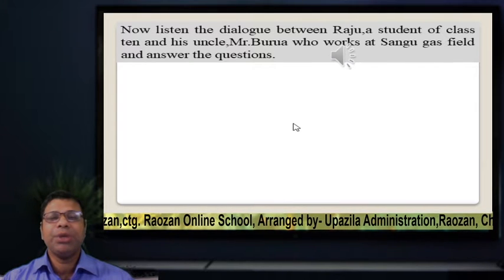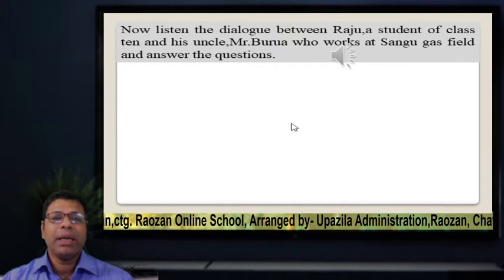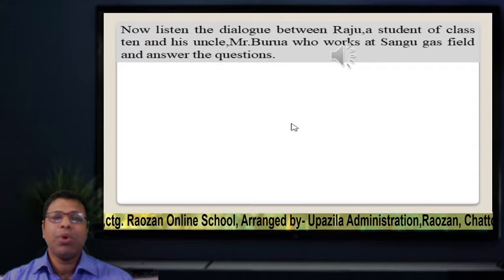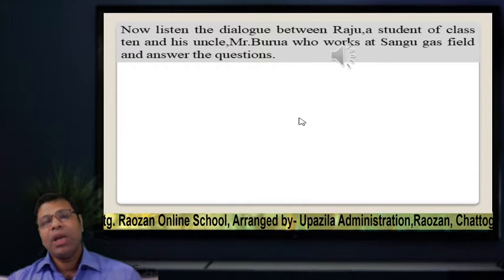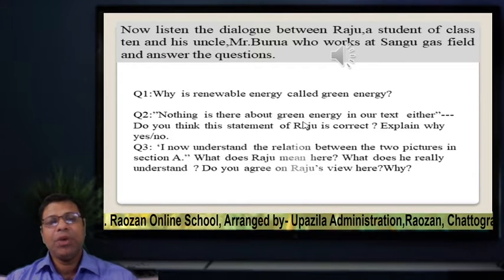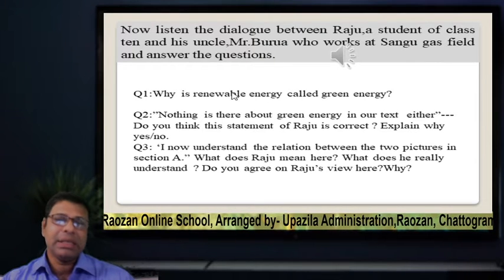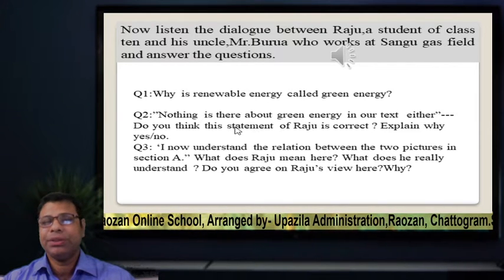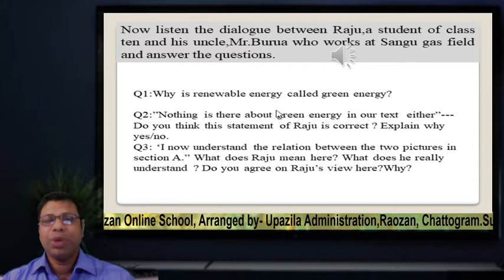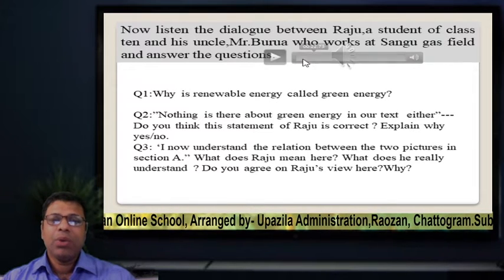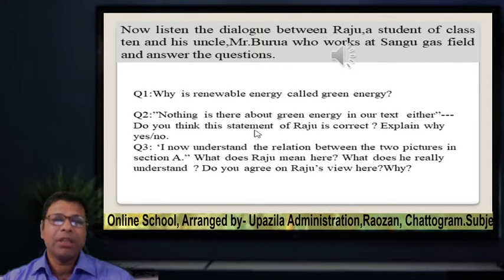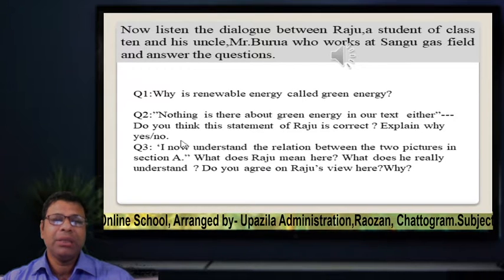The dialogue is between Raju and his uncle, Mr. Borun. After listening to the dialogue, you have to make the answers for these questions. Dear students, do you understand me? You are going to listen to a dialogue. After listening to the dialogue, you have to answer these three questions.